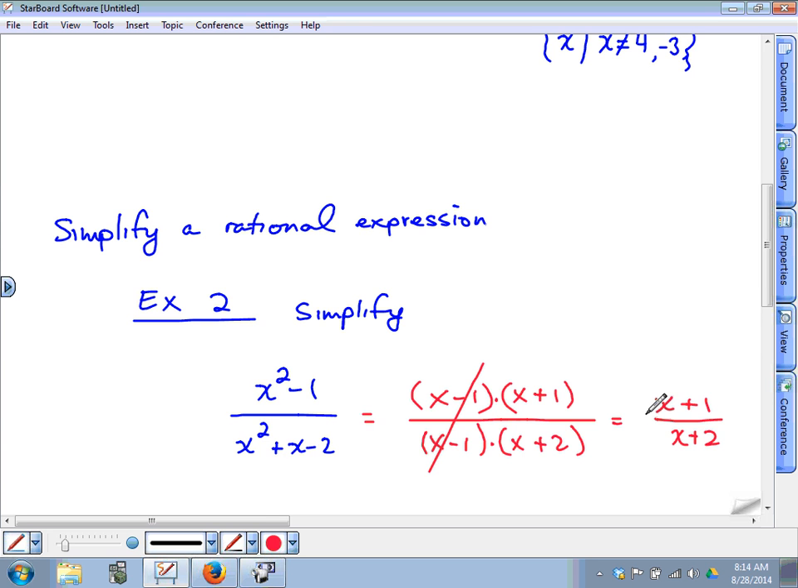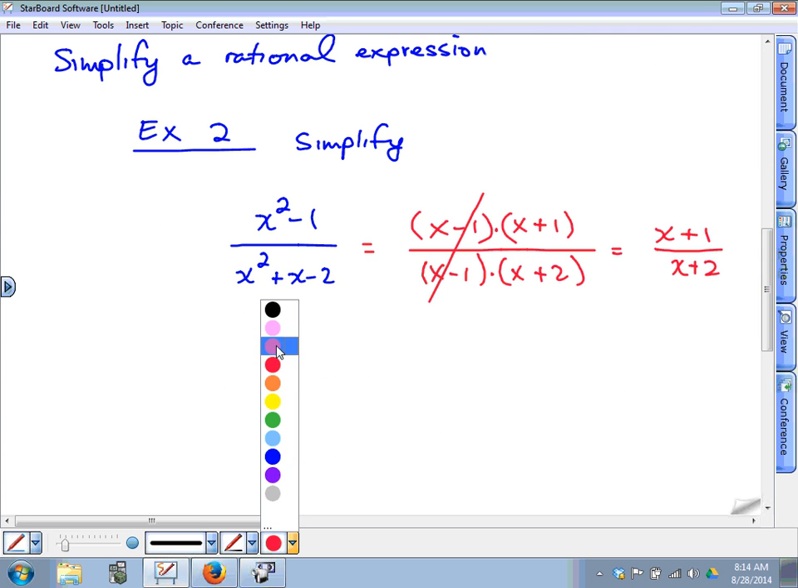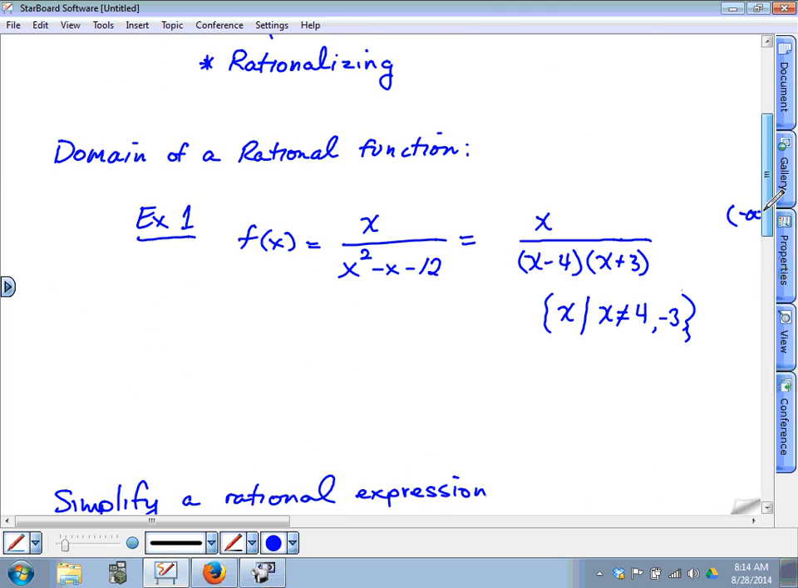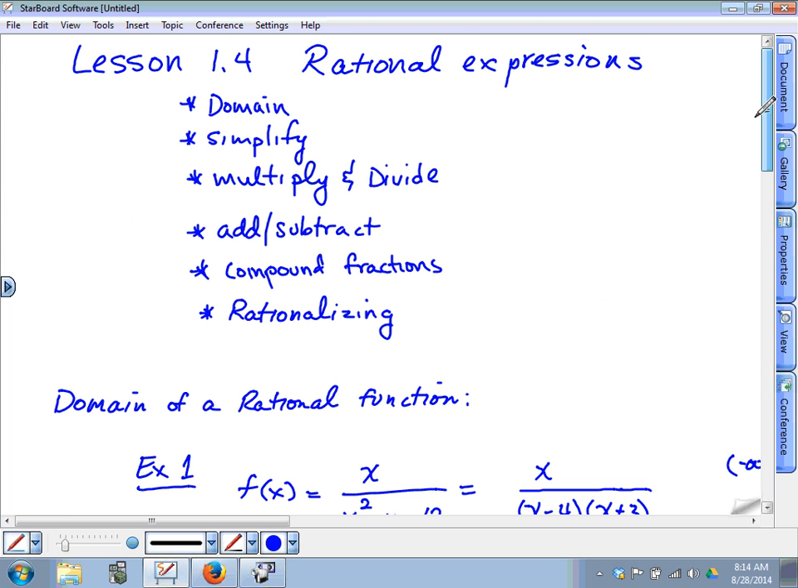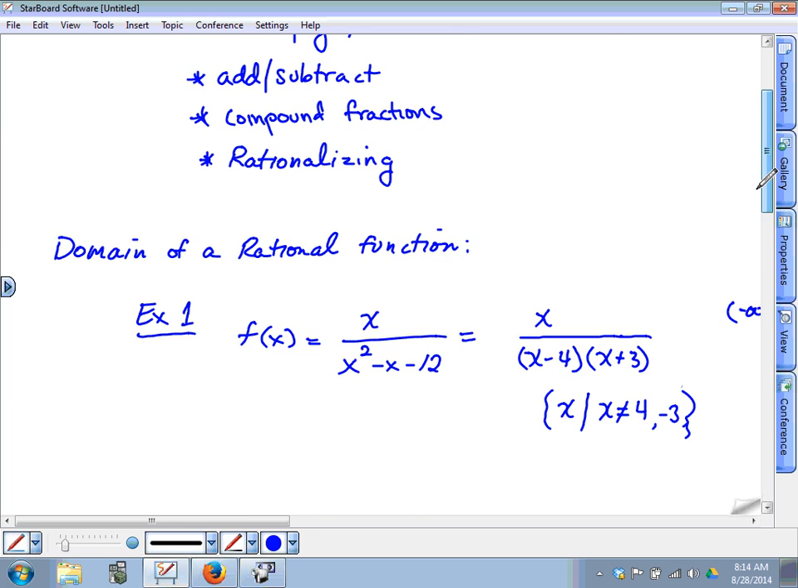So let's move on. Where are we? Simplified domain. Multiply and divide.